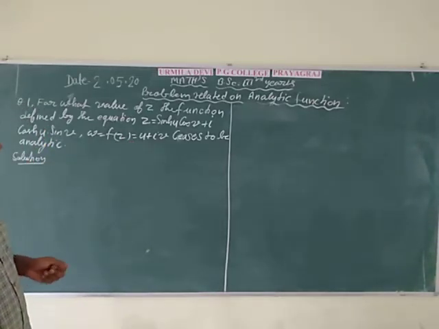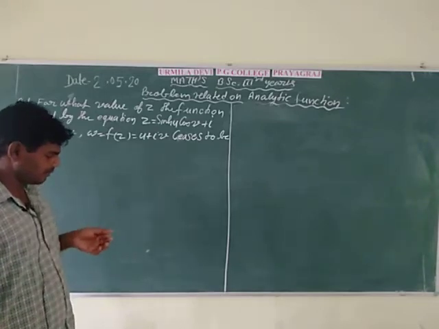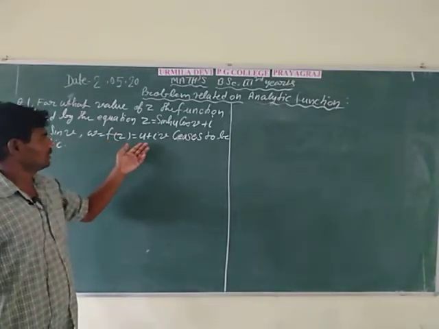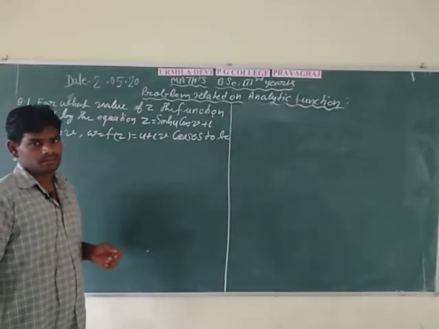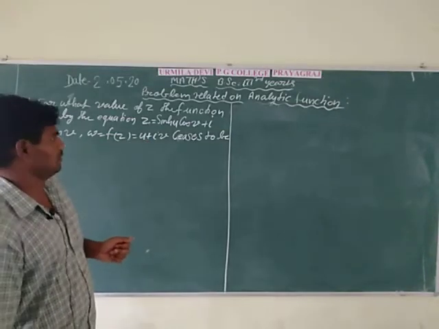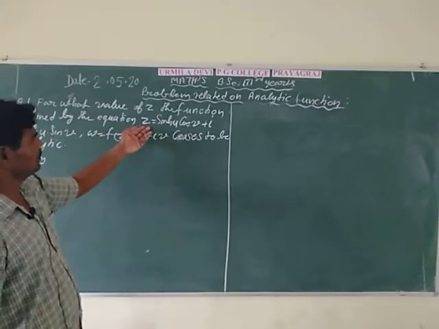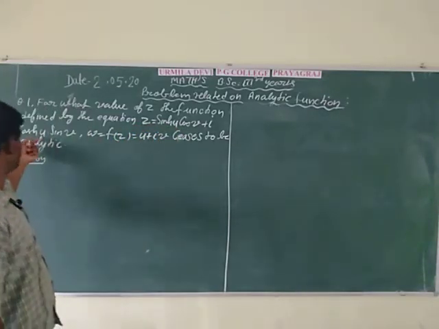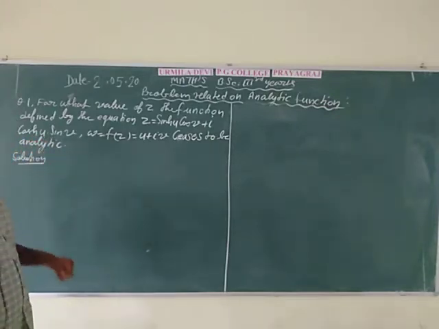In this question, find the point where the function f(z) = u + iv is not analytic, where z = sinh u cos v + i cosh u sin v.